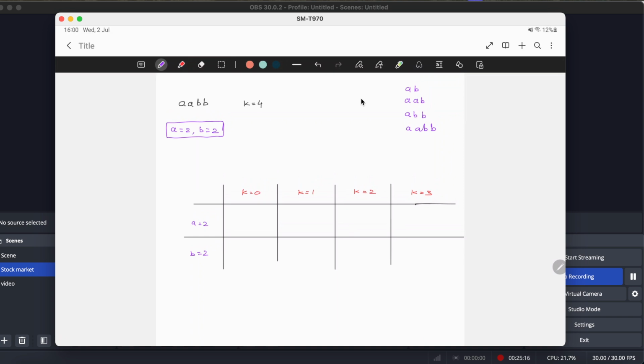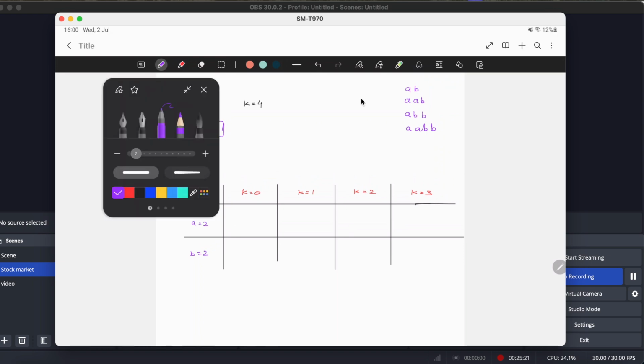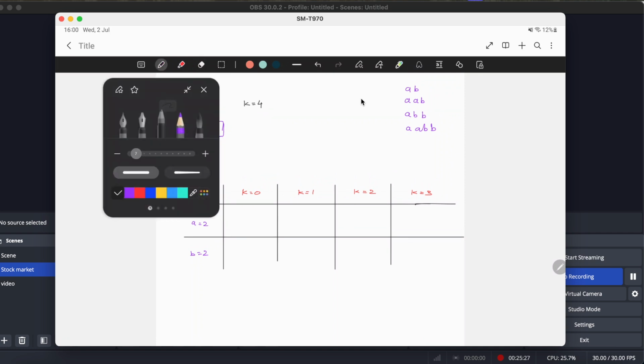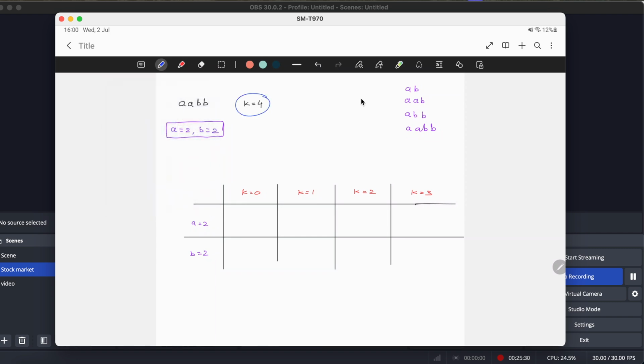So let us suppose that we have this as a string that has been given, double a double b. Let me just change the color, and k value is equal to 4. So in this particular one, all these lengths less than 4 are invalid only. This is the correct answer that we have. Okay, so we'll again start filling this one. Initially the dp array that we have created got filled with this one.